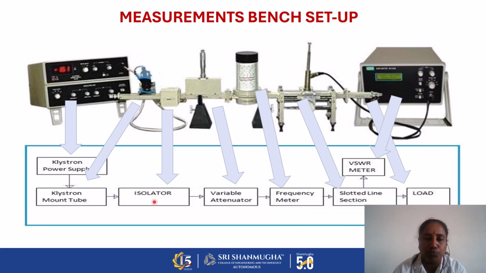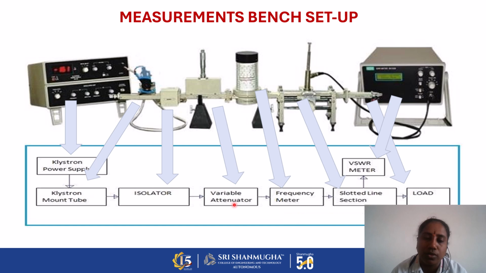Isolator is a two-port device. It is used to transmit the power levels in only one direction. There is no reverse direction. And variable attenuator. The attenuator's main function is to control the entire power level of the microwave system. It consists of two types of attenuators. One is variable attenuator and then fixed attenuator.